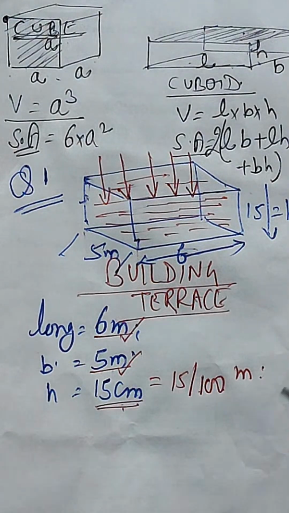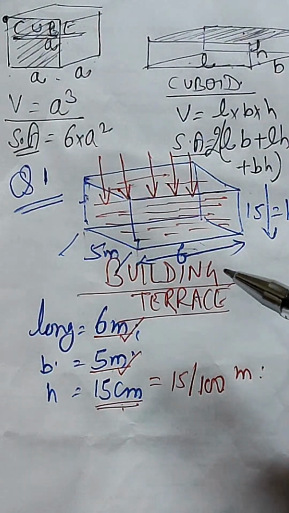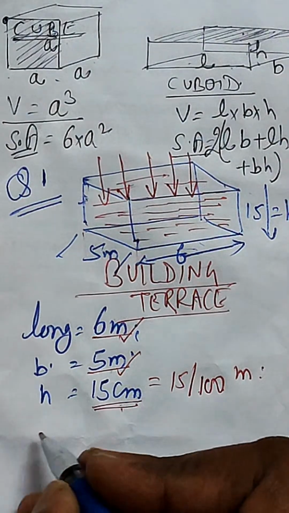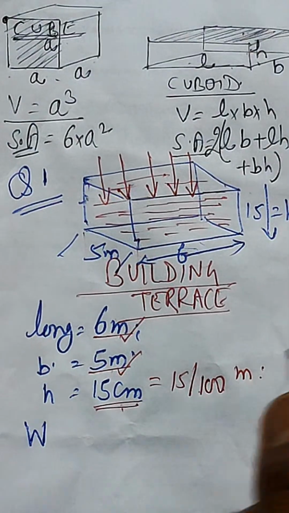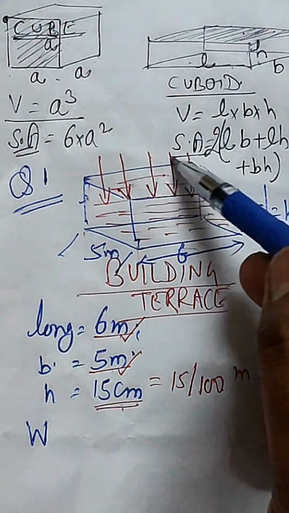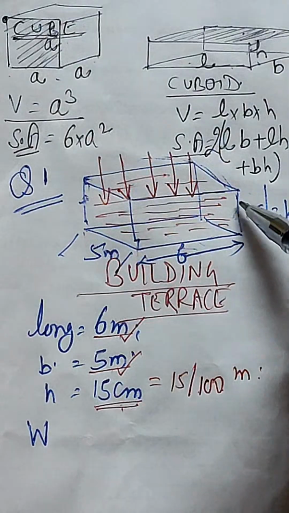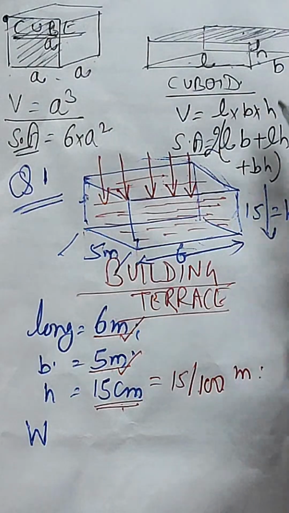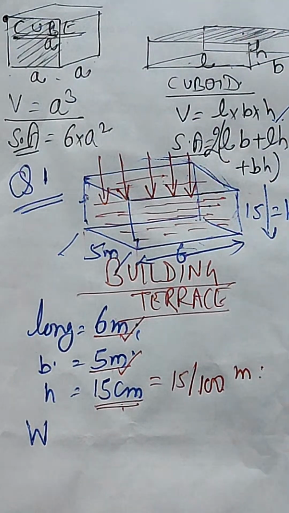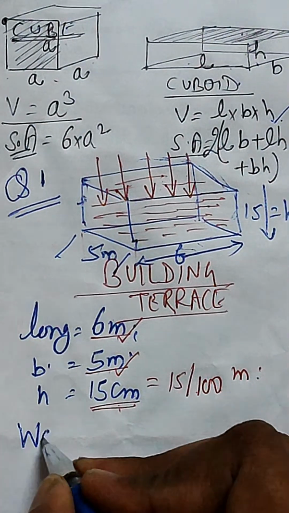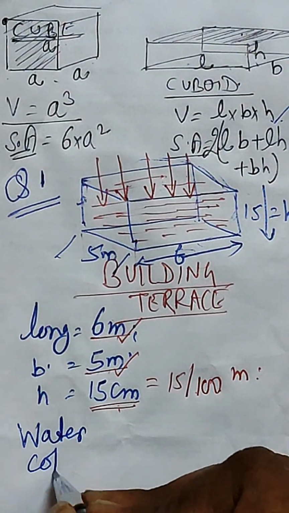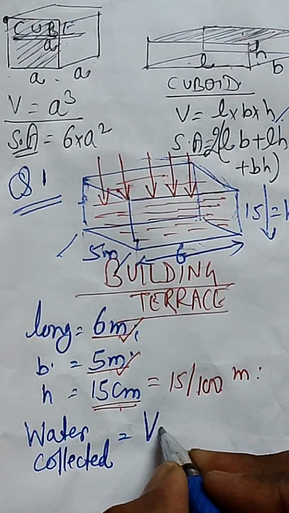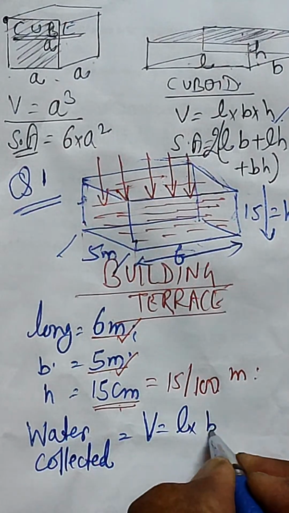Now the question is the quantity of water collected on this terrace, right? So water collected on this terrace will be equal to the volume of this cuboid, that means the volume which is formed, and the volume of this cuboid we have already studied, L into B into H, right? So what we can see, the water collected is the volume, which is equal to L into B into H.